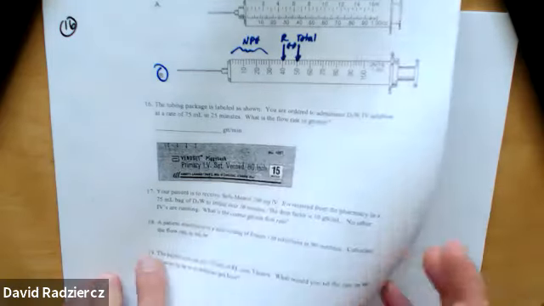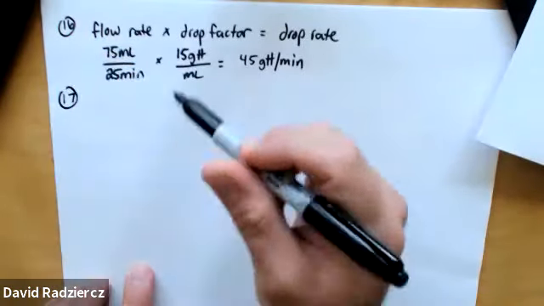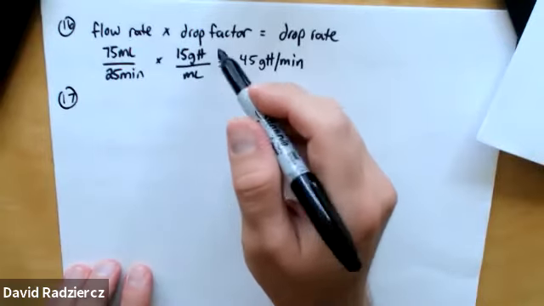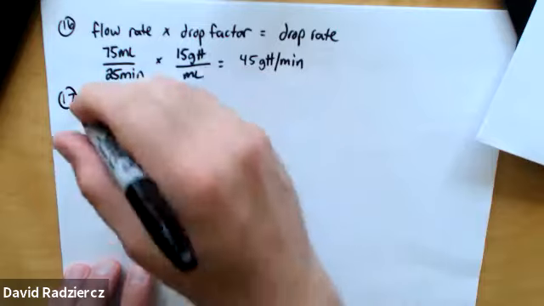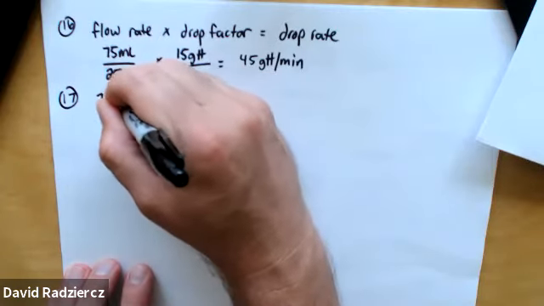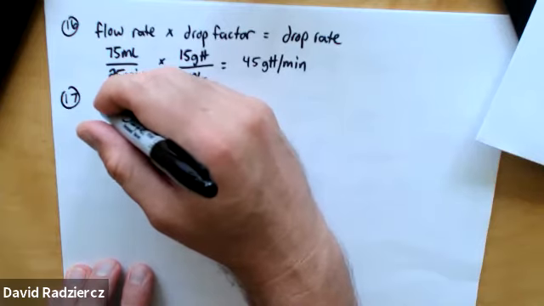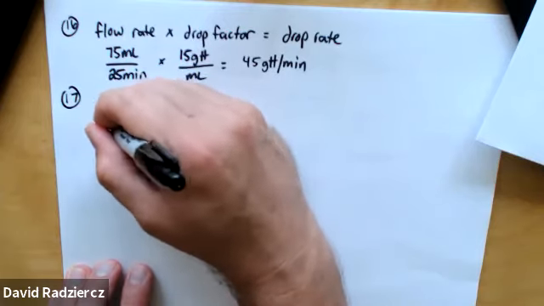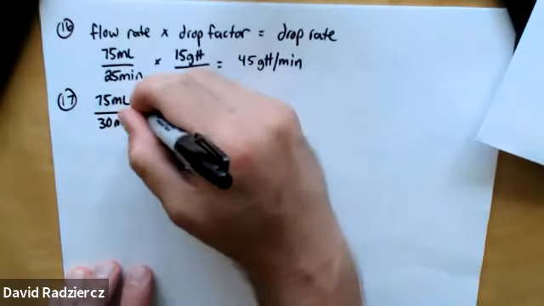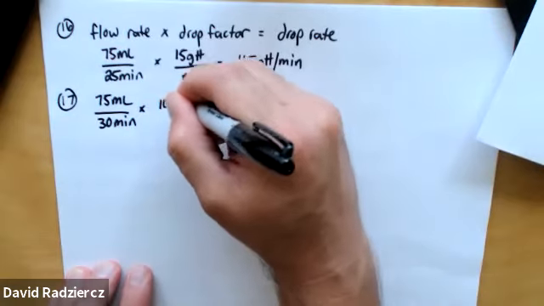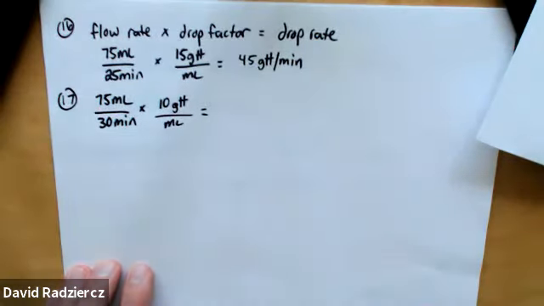So what did I say in question 17? What pieces of information do I need? I need the flow rate and I need the drop factor. So the flow rate they give me is 75 milliliters over 30 minutes. The drop factor they give me is 10. And then we just solve the equation.